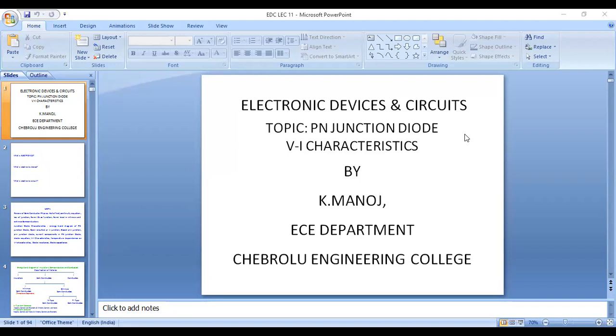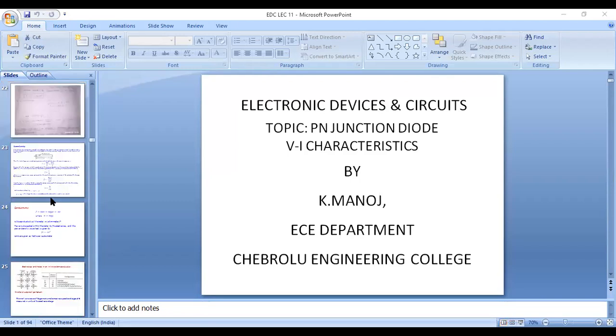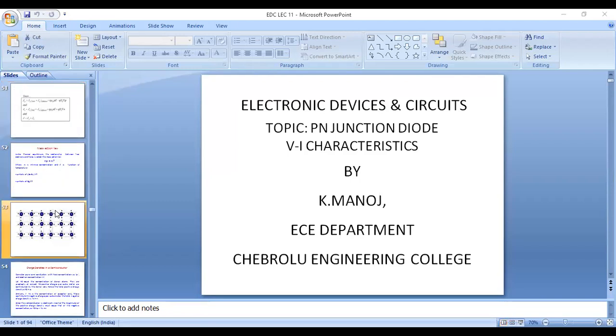In the last class, we have seen the construction of the PN diode, right?